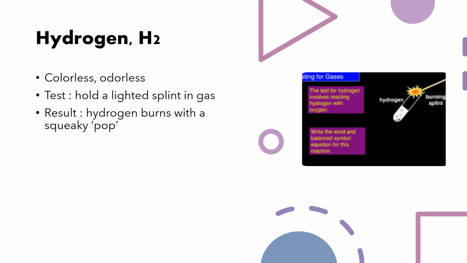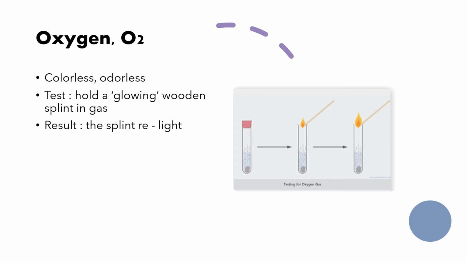Hydrogen, H2, colorless, odorless. The test: hold a lighted splint in the gas, and the result is that it will burn with a squeaky pop sound. Oxygen, O2, colorless, odorless. The test: hold a glowing wooden splint in the gas. The result: the splint relights.